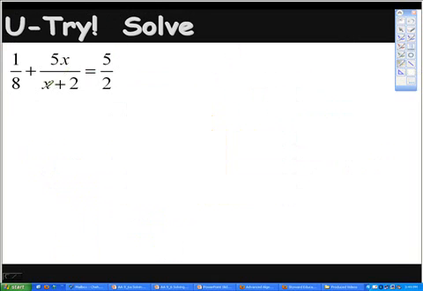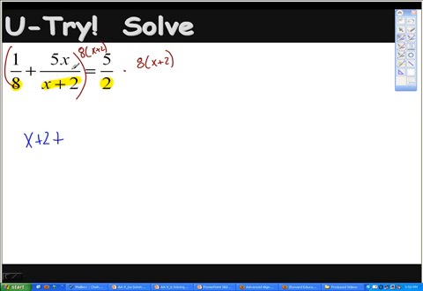All right, what I would do, I see the 8, I see the x plus 2, and I see the 2. For me, the common denominator is 8 times x plus 2. 2 goes into 8, 8 goes into 8, and x plus 2. This is all my common denominator. So I'm going to multiply that on both sides, 8 times x plus 2. So let's see the result here. 8 and 1 over 8 reduces to 1. That leaves me x plus 2.